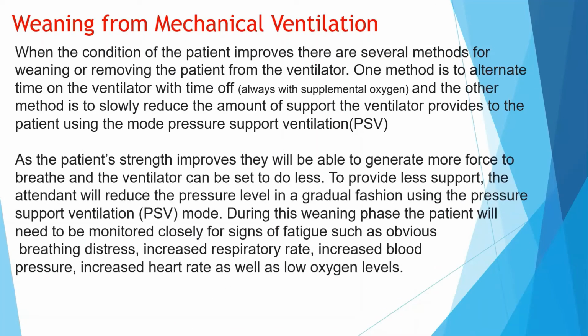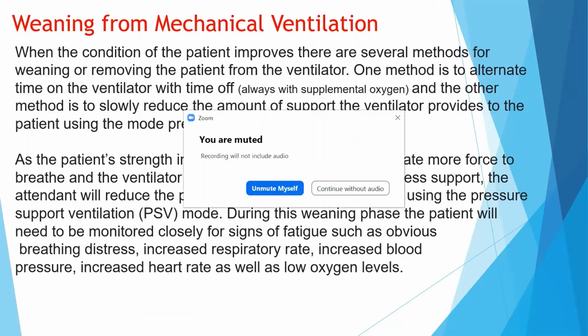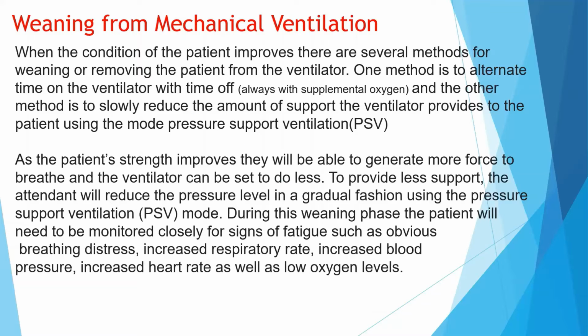As the patient's strength improves, they will be able to generate more force to breathe, and the ventilator can be set to do less. To provide less support, the attendant will reduce the pressure level in a gradual fashion using the pressure support ventilation mode. During this weaning phase, the patient will need to be monitored closely for signs of fatigue, such as obvious breathing distress, increased respiratory rate, increased blood pressure, increased heart rate, as well as low oxygen levels.